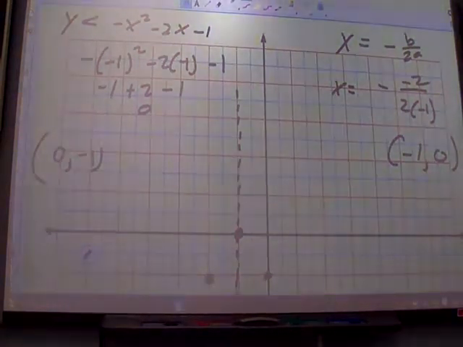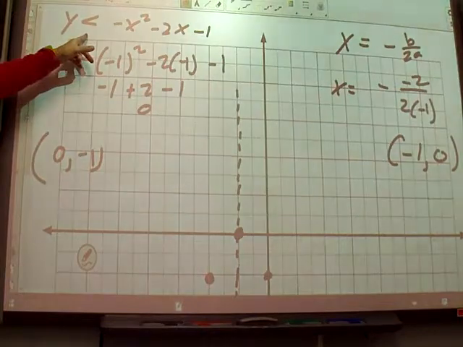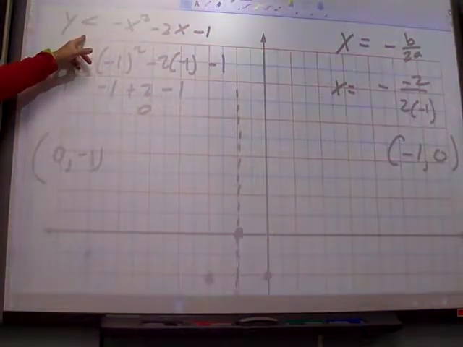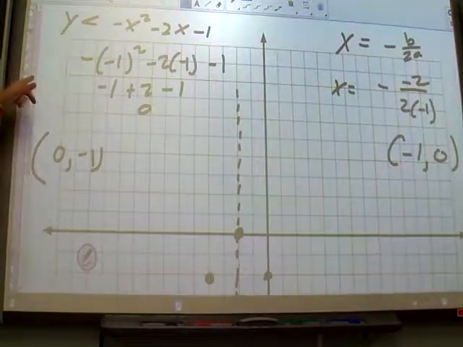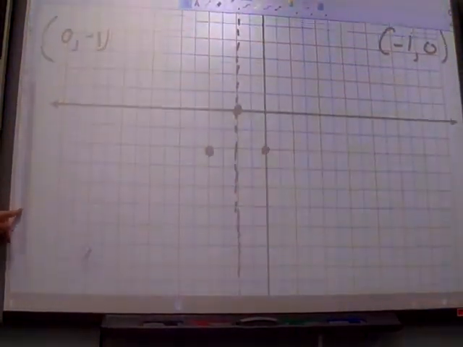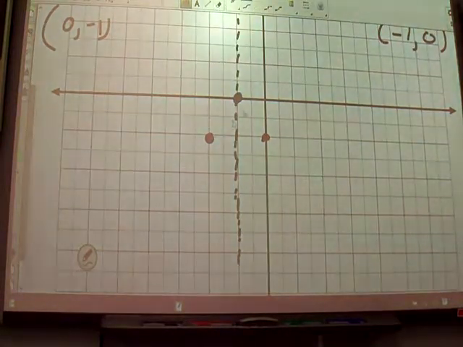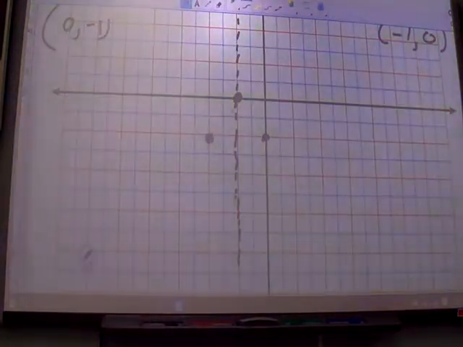Y'all remember this from doing lines before? If it's just less than or greater than, it's dashed. Remember in Algebra 1 when you did that on a line? Same thing on a parabola. If it's just less than or greater than, you're going to connect that parabola with a dashed curve. So, I got a marker pick, yep.